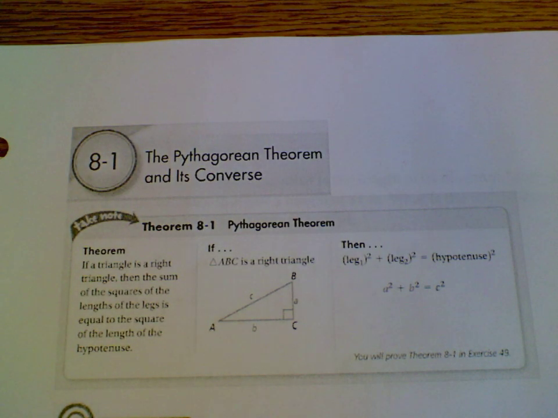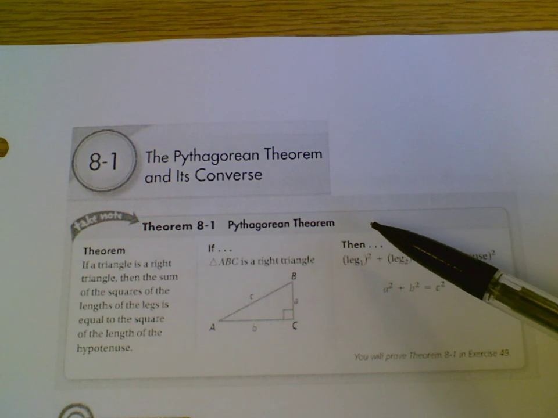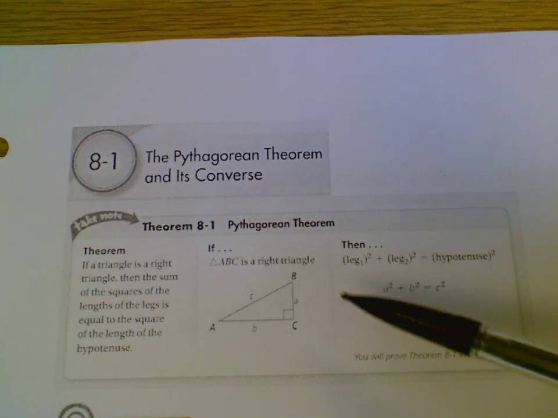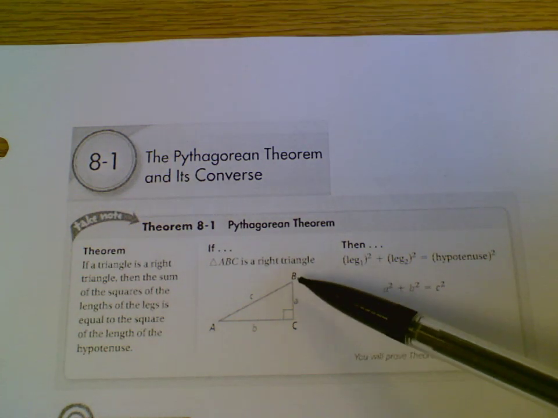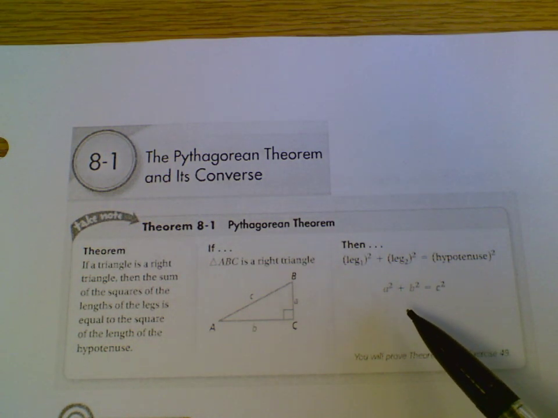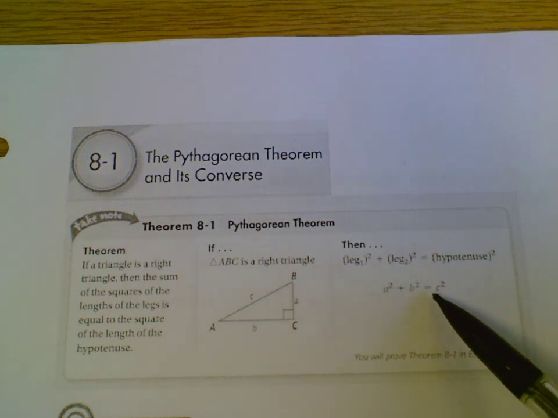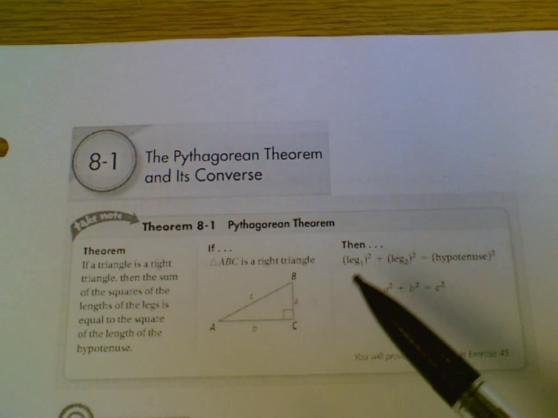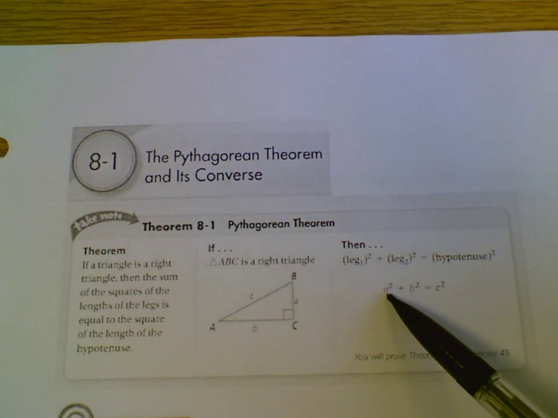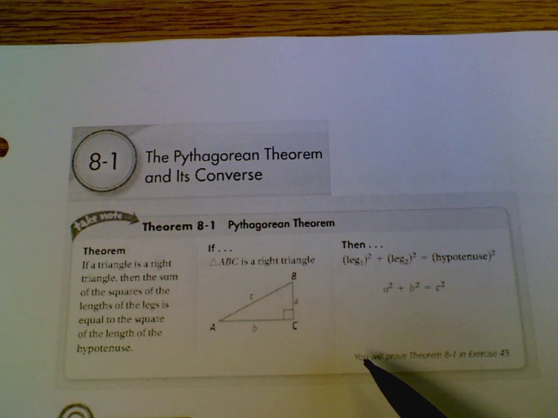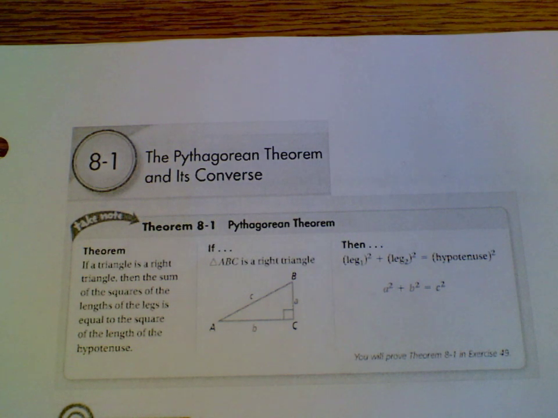Okay, section 8.1 is the Pythagorean theorem and its converse. So I'm assuming you've heard the Pythagorean theorem at some point in your math career. To remind you, it only applies if you have a right triangle. You're going to square both legs, add those two squares together, and then set it equal to the square of the hypotenuse. So A and B are representing the legs, and C is representing your hypotenuse. That's where they get the a squared plus b squared equals c squared.